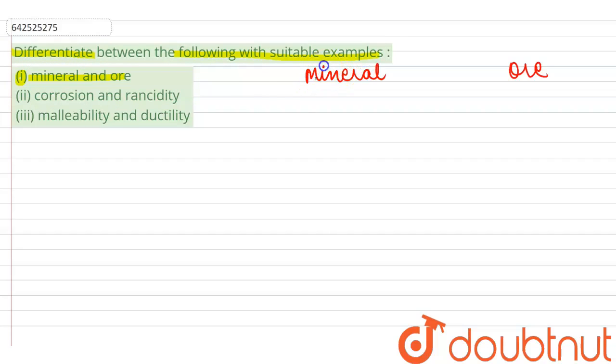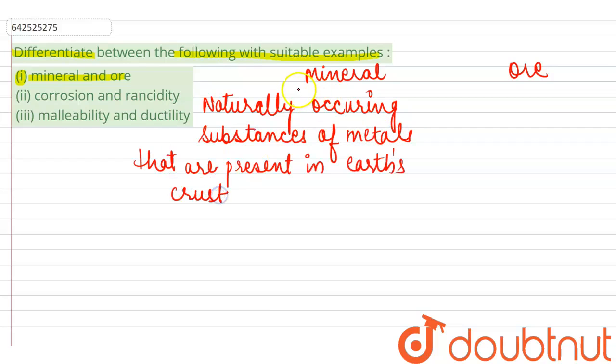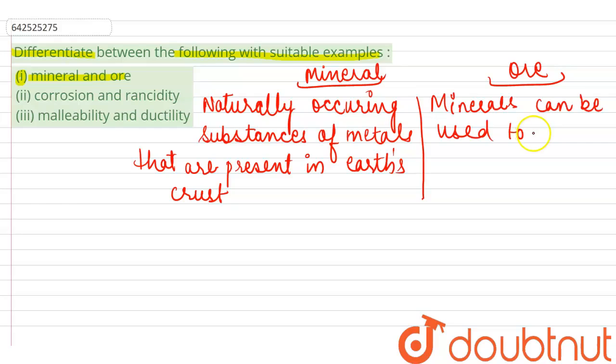Firstly, if we talk about minerals, these are the naturally occurring substances of the metals that are present in the Earth's crust. So this was about the mineral. Now if we talk about ore, these are the minerals that can be used to obtain metals profitably. The minerals that we use to obtain such profitable metals are known as ore.